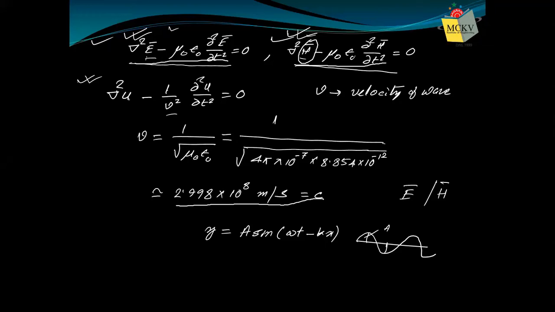That means we can represent electric field E or magnetic field H in terms of any wave. Generally, whenever we talk about a wave, suppose we say y represents a wave, then how will we write the wave? It has some magnitude, say A, and it can be a sine wave or a cos wave. If I write a sine wave, then it will be A sine omega t minus kx, if I say x is the direction along which the wave propagates.